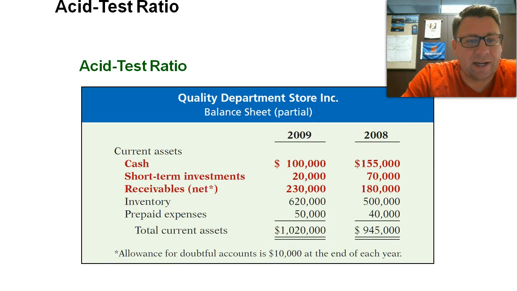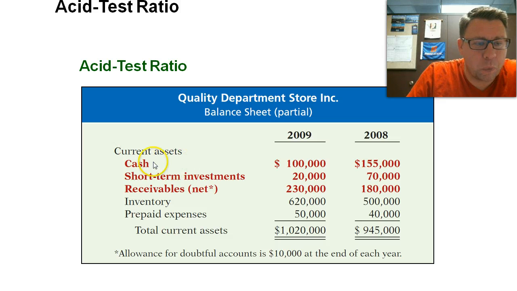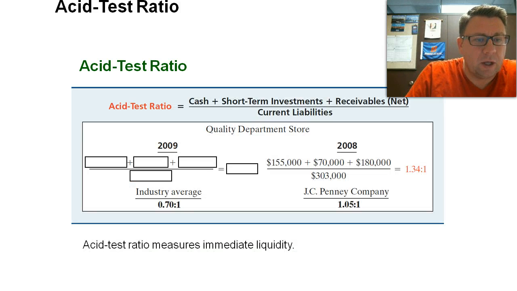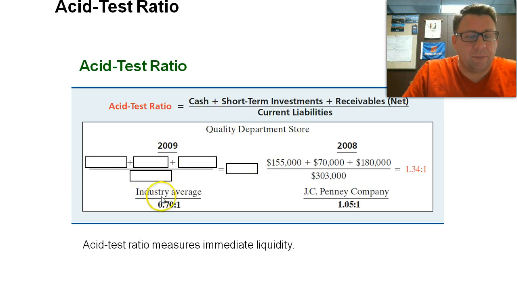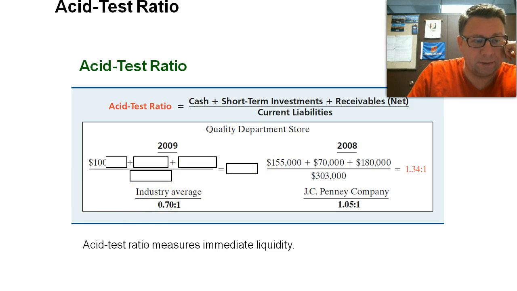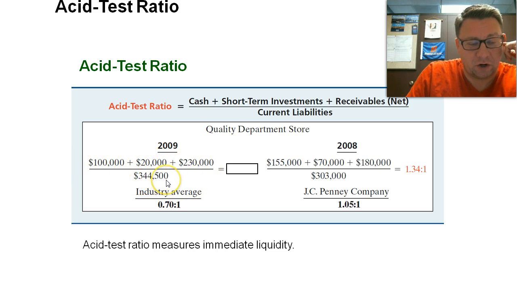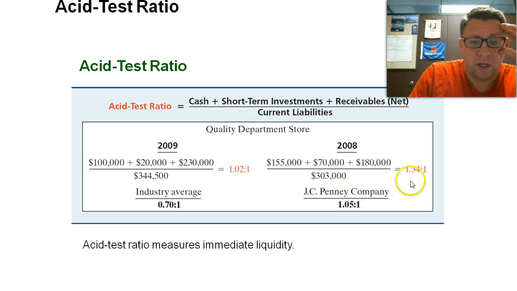So we'll look at, again, quality department store: cash, short-term investments, receivable. We'd go ahead and plug them into our formula. So cash, investments, receivable divided by our current liabilities gives us a 1.02 to 1 ratio. That's a good ratio. Anything over 1 with the acid test ratio is a very good ratio.